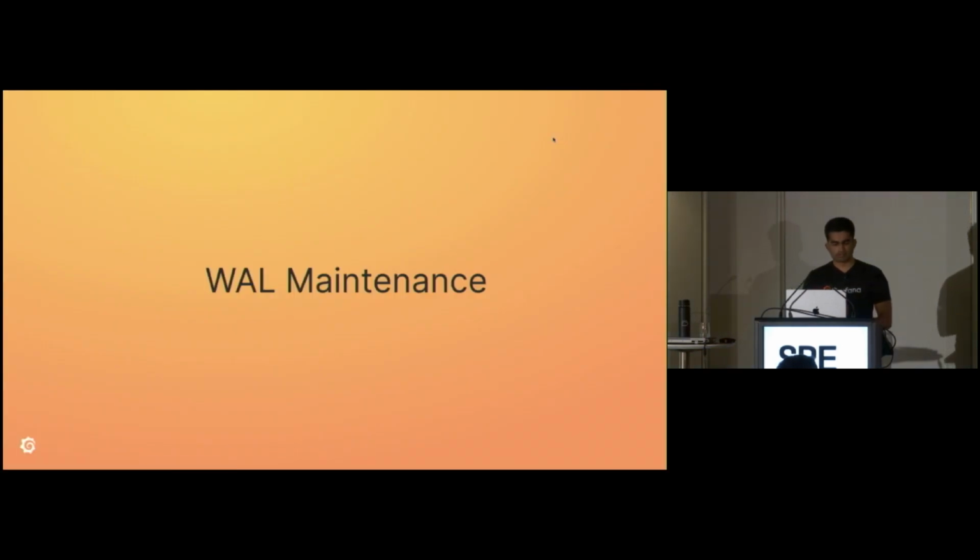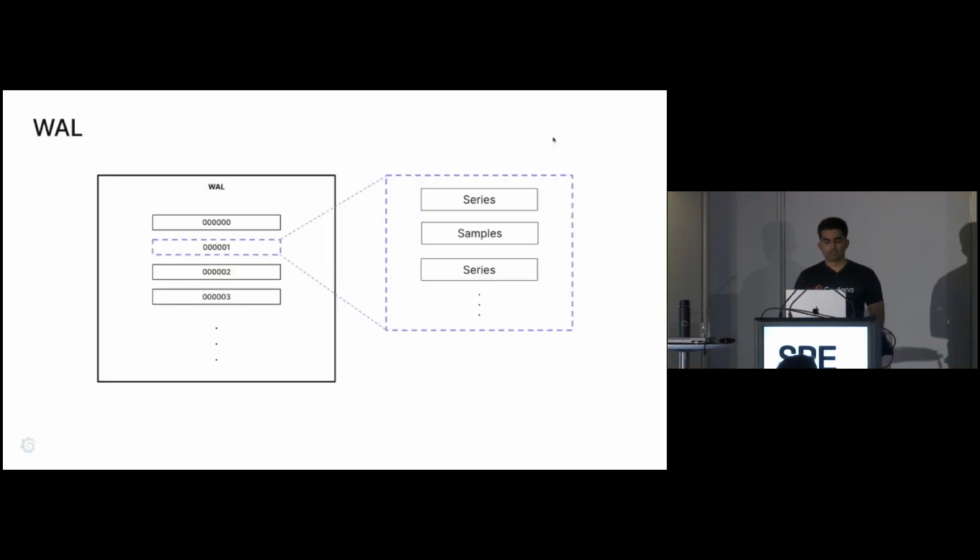So before looking into snapshots, let's look at how we do WAL maintenance. So WAL is a set of files again. It has numbers 0, 1, 2, 3, etc. And each file contains multiple records, series, samples. It also has tombstone records, but we skip it in this example. So we'll go through an example of how maintenance is done.